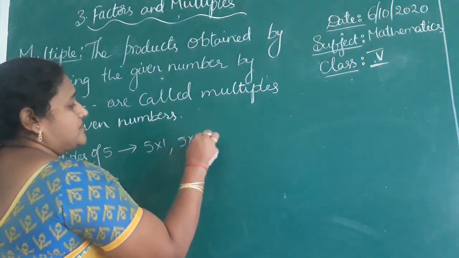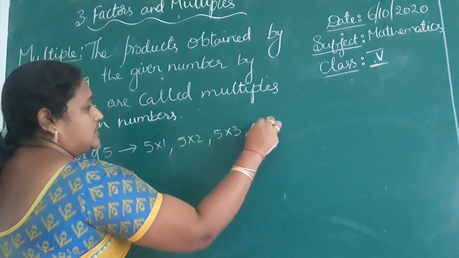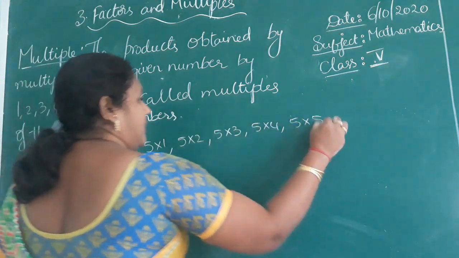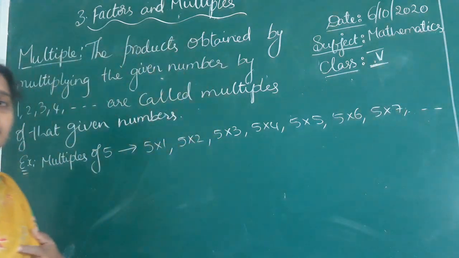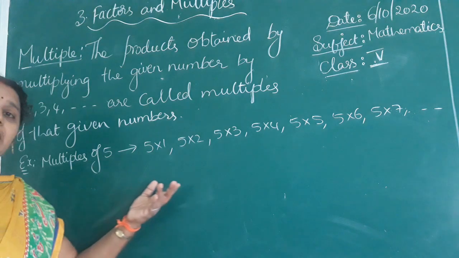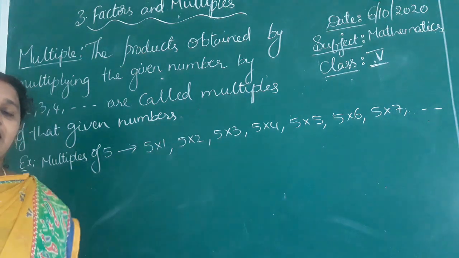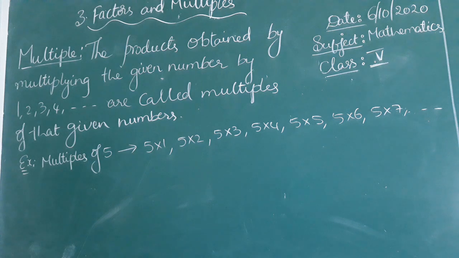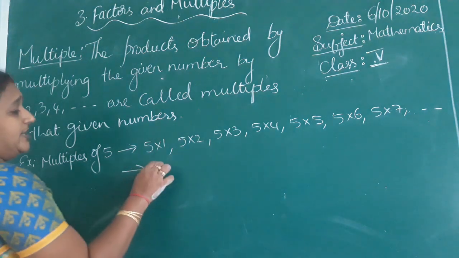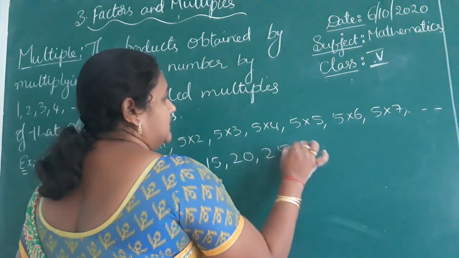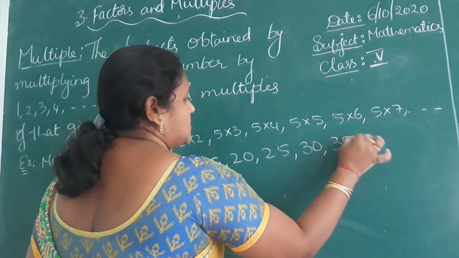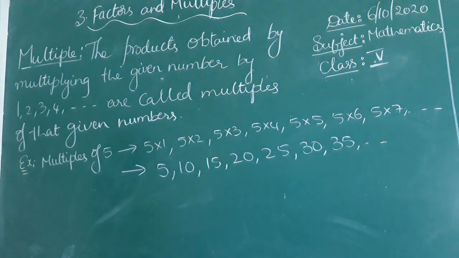5 ones, 5 twos, 5 threes, 5 fours, 5 fives, 5 sixes, 5 sevens and so on. Like that I multiplied 5 with 1, 2, 3, 4, 5 and so on. I can get the multiples of 5. See that. What are the multiples of 5? 5, 10, 15, 20, 25, 30, 35 and so on. Those are the multiples of the number.